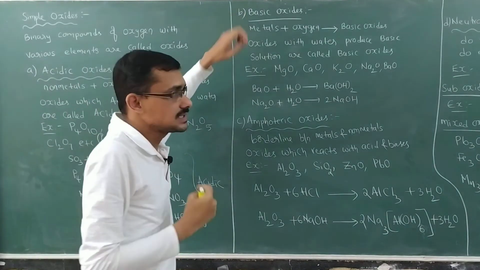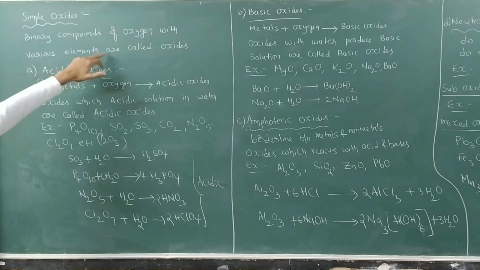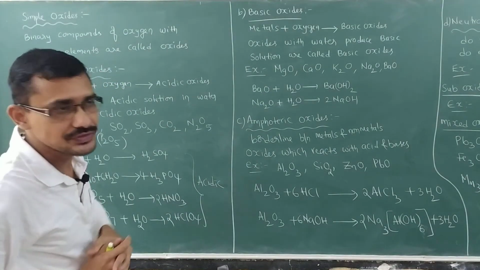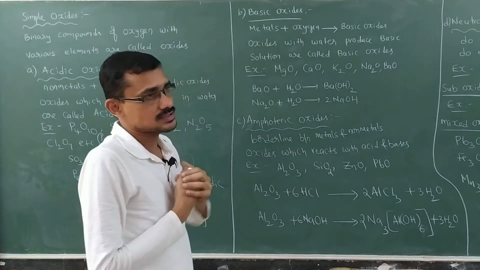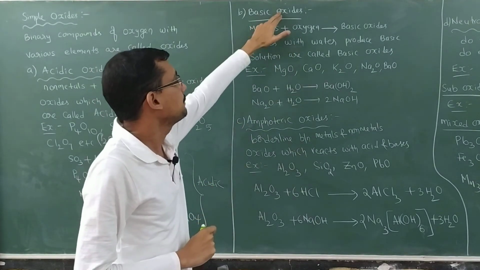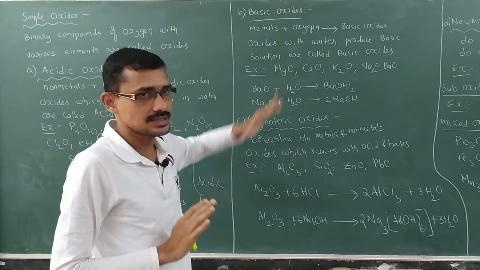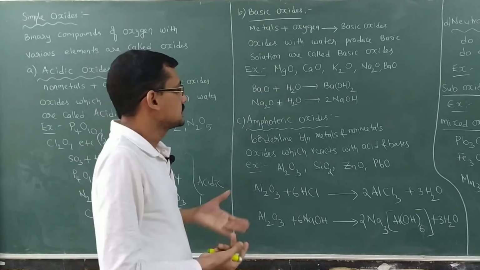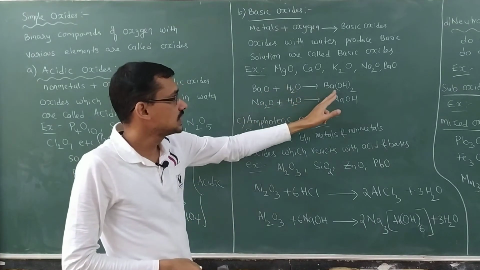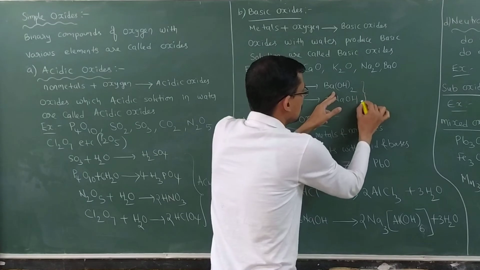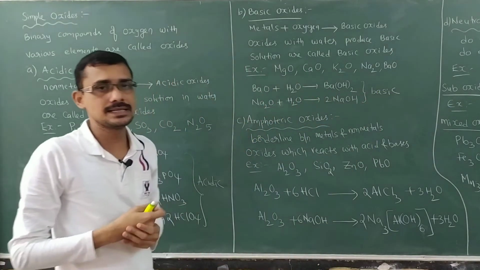Next, basic oxides. Here, non-metals combined with oxygen will give generally acidic oxides. Metals when combined with oxygen will give generally what? Basic oxides. Not all the non-metals, not all the metals, generally I am saying. See here also the same thing: oxide with water giving basic solutions. These are basic solutions, and these oxides are called basic oxides.